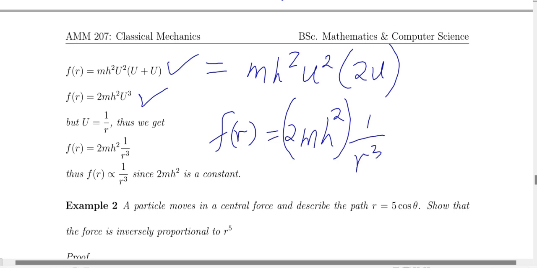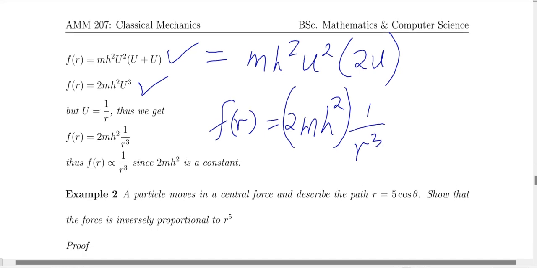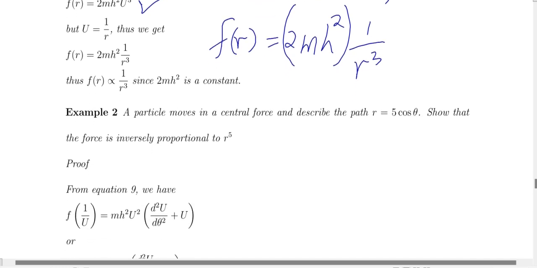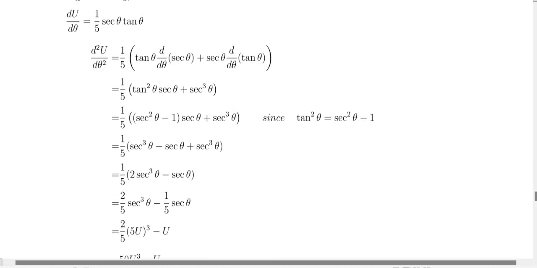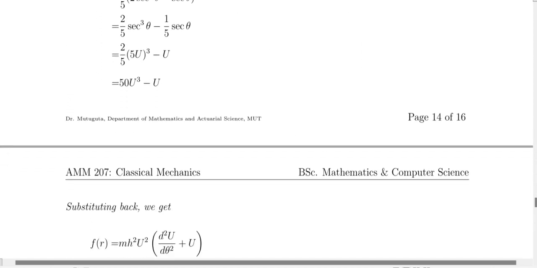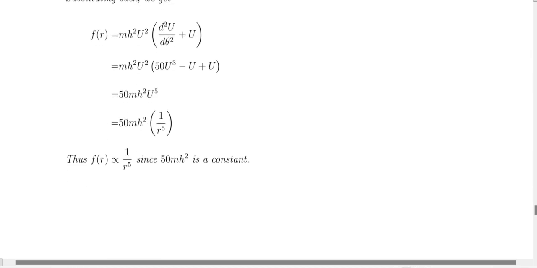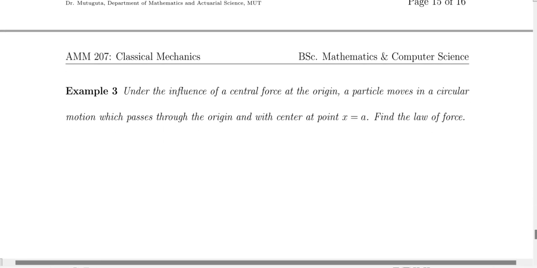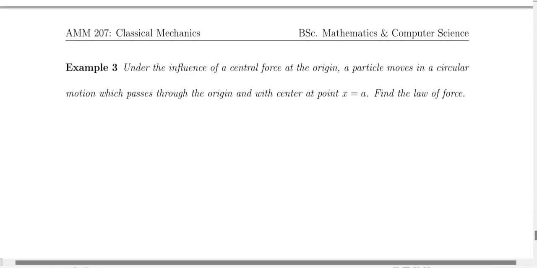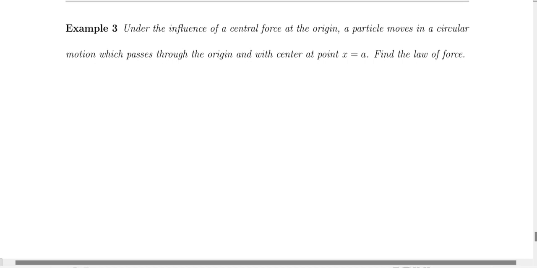We have another example, and probably you can go through this example. It is similar to the question in the next page, written as example 3, which are not done. I will do this one. It is similar to the other one.